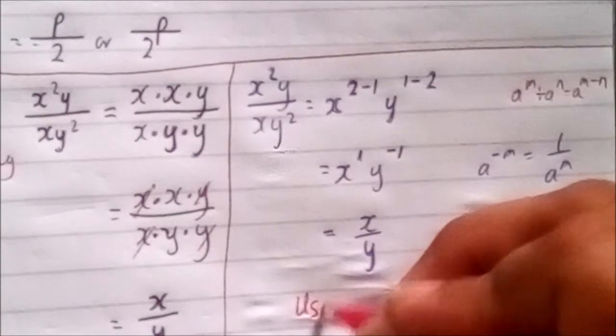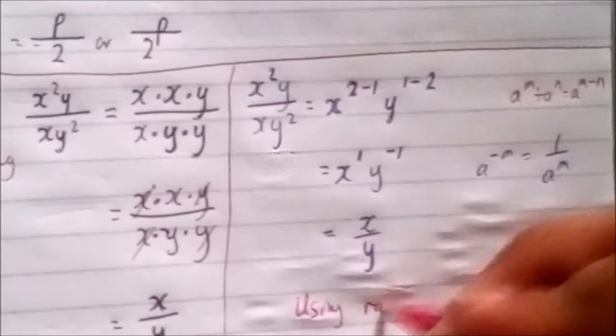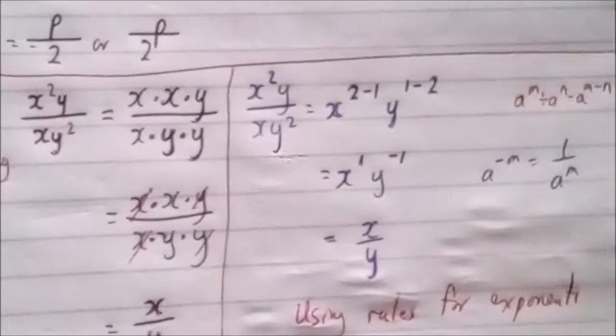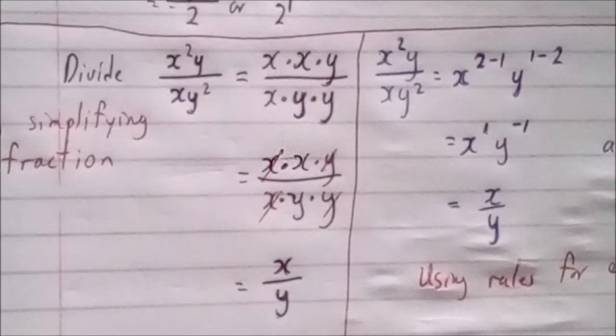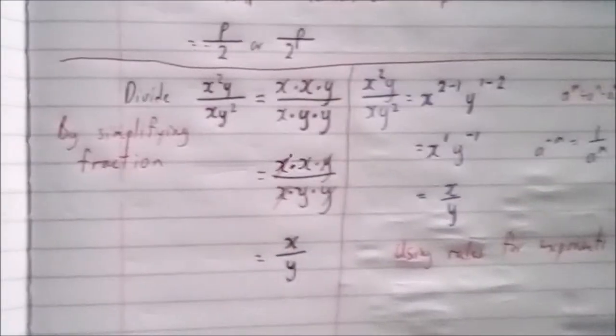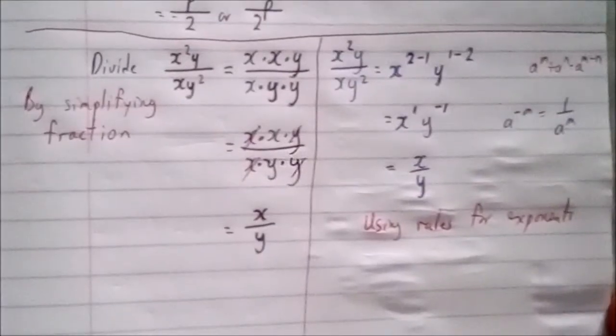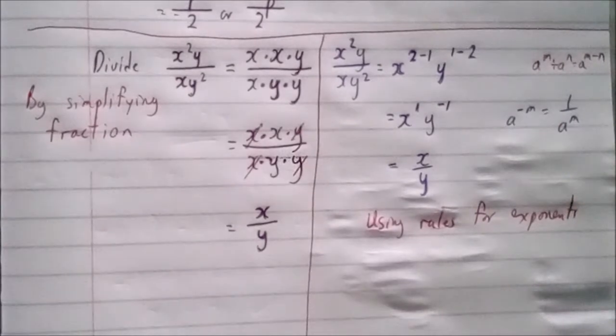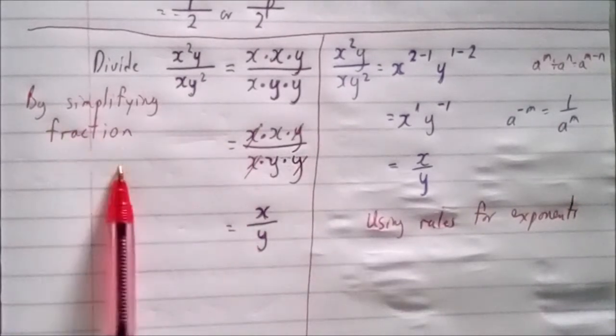So this is using rules for exponents. So let's compare both of them, right? Again, you will decide what method to use, unless you are told to use that specific method, then you must use it. So this method here is by simplifying the fraction.